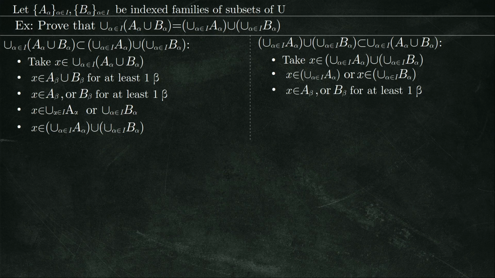And therefore, x must be in one of the A sub betas or one of the B sub betas for at least one of the betas in our index. And therefore, it must be in A union B for at least one of the betas. And therefore, it's in the right-hand side. So here we've shown the left-hand side is a subset of the right-hand side. And because both sides of this equation are subsets of each other, we showed in last lesson that they must be equal.